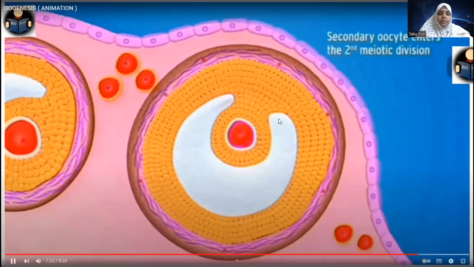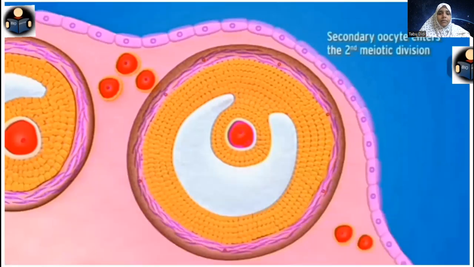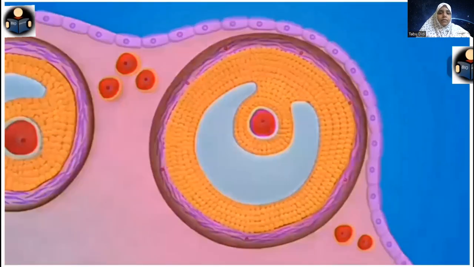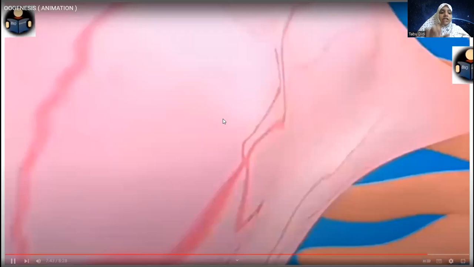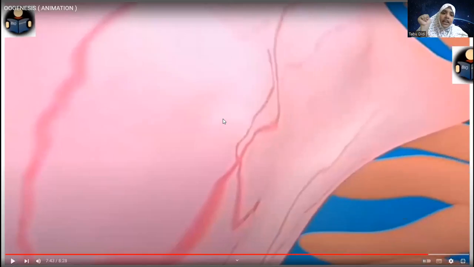The secondary oocyte enters the second meiotic division. The mature Graafian follicle reaches the surface of the ovary and bulges out. Now, where were these changes happening? In the ovary, in the ovary of the female's body. When? Every month this will take place, because now the female is 15 or more years of age. She has started puberty, started menarche. So when will this take place? Until 45 or 50 years of age, every month, unless a sperm is there, fertilization happens, and pregnancy occurs. So that's another scenario.